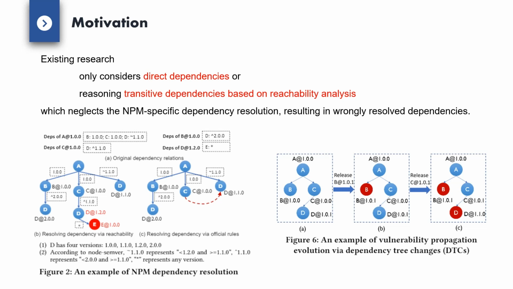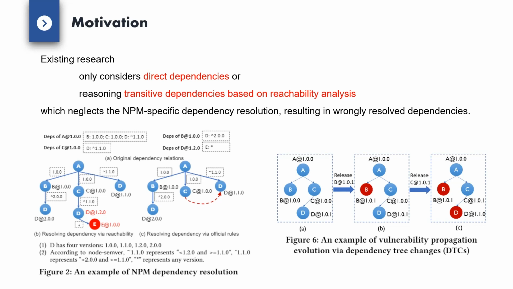As presented in the left figure, when we resolve the dependency tree of package A, we can easily find the dependency path from A to C at 1.0.0, D at 1.2.0 and E at 1.0.0, while E at 1.0.0 is a vulnerable package, and it will be counted as vulnerable dependencies of A.